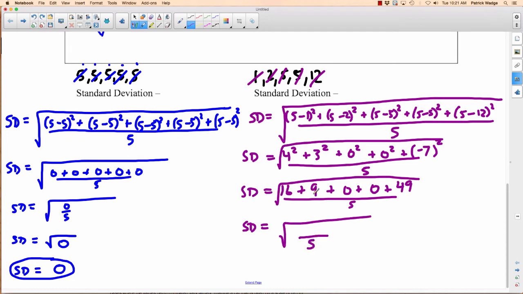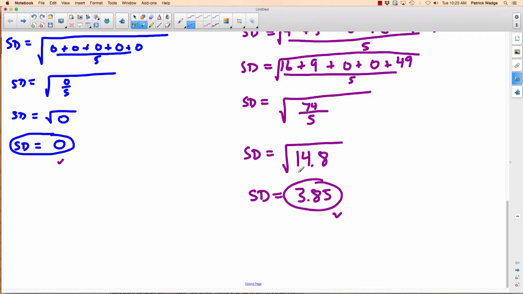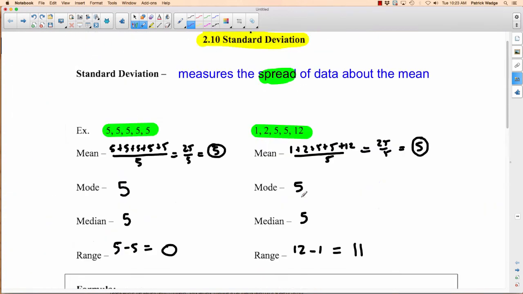16 plus 9 is 25, plus 49 is 74. If you divide 74 divided by 5, you get 14.8, and then you take your calculator and you figure out what the square root of 14.8 is, and you'll get 3.85. So obviously the 3.85 is a bigger spread. There's more spread of data around the mean of 5, and that's obvious from the data here.